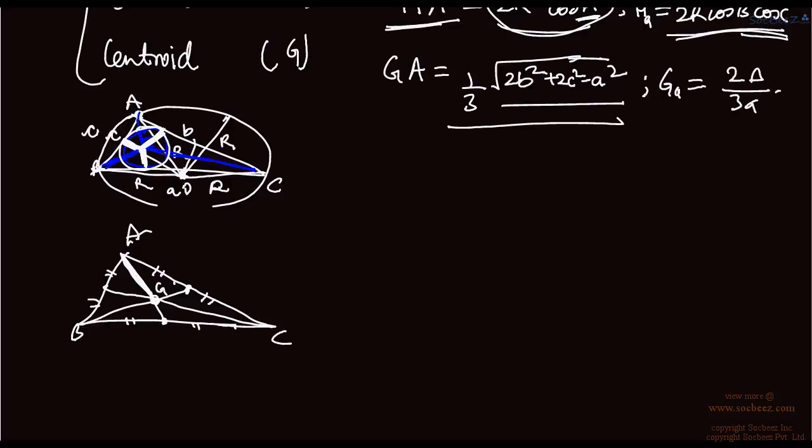This is simple to learn: 2 delta upon 3, the centroid distance from any side. Now we will move on to one other important topic, which is called the orthocenter and pedal triangle.